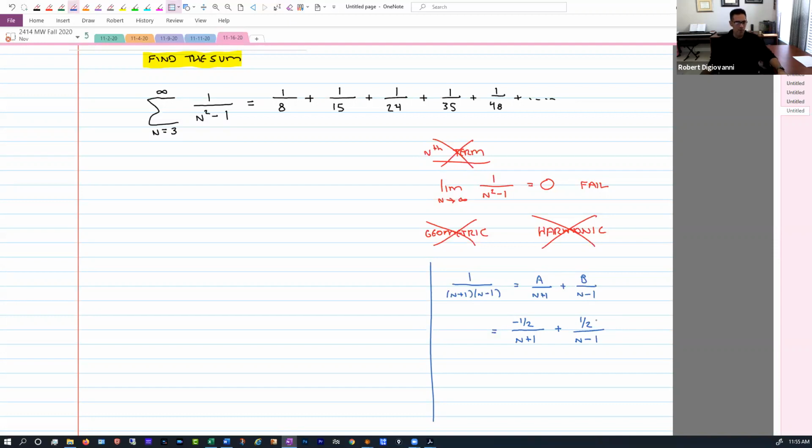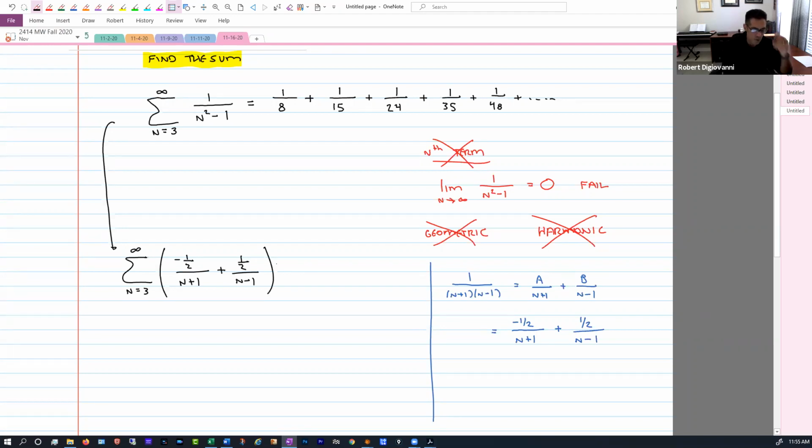All right, you all okay with this? All right, so this becomes the sum from n equals 3 to infinity of -1/2 over n plus 1 plus 1/2 over n minus 1. And the good thing is that one of these is positive and one is negative, right? Do y'all see that? So we should get some cancellation to happen.